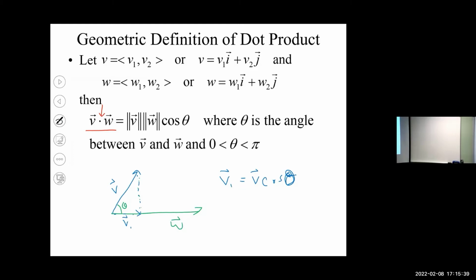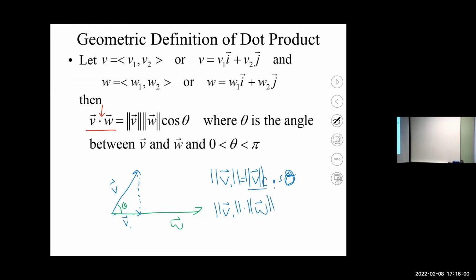Magnitude of V would give us the magnitude of V1. So what we're trying to do is multiply V1 times W. So that's what the dot product is. Well, we know V1 is V cosine theta. So subbing that in, there's our V W cosine theta. All right, so that's where the geometric formula comes from.